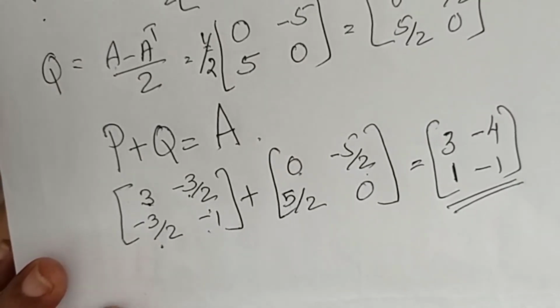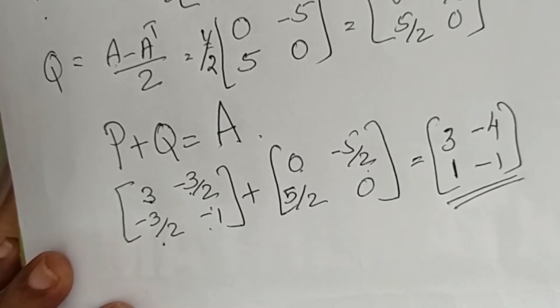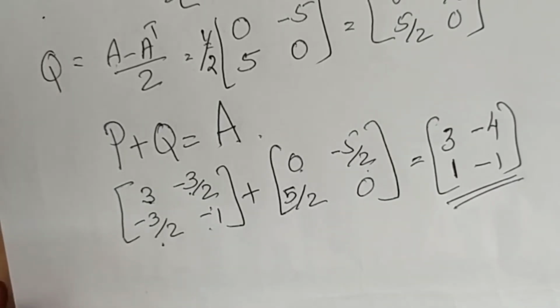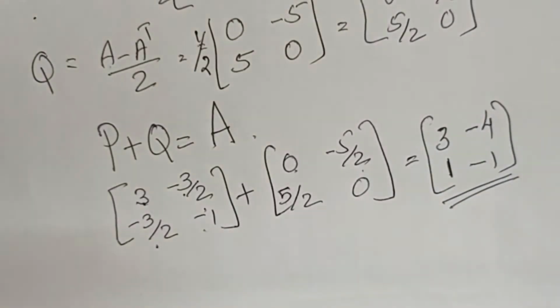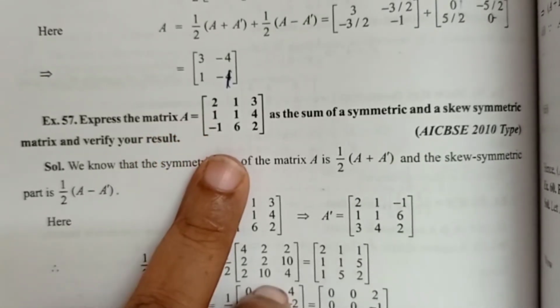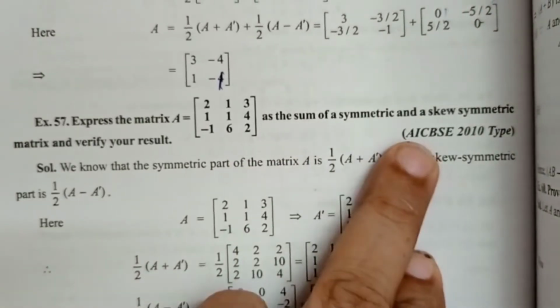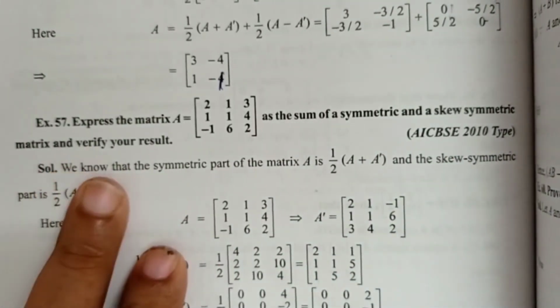Very important question. Express the following matrix as the sum of a symmetric and skew symmetric matrix. Finish? Now, copy the question from the textbook. All of you copy the question. Express A equal to the matrix [2, 1, 3; 1, 1, 4; -1, 6, 2] as the sum of a symmetric and skew symmetric matrices and verify your result.